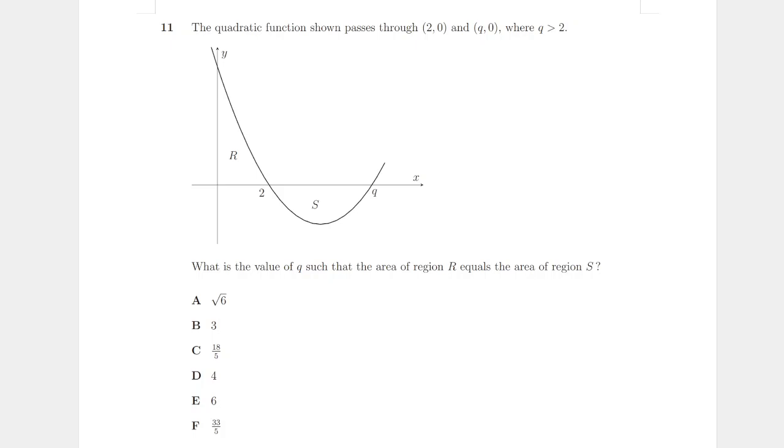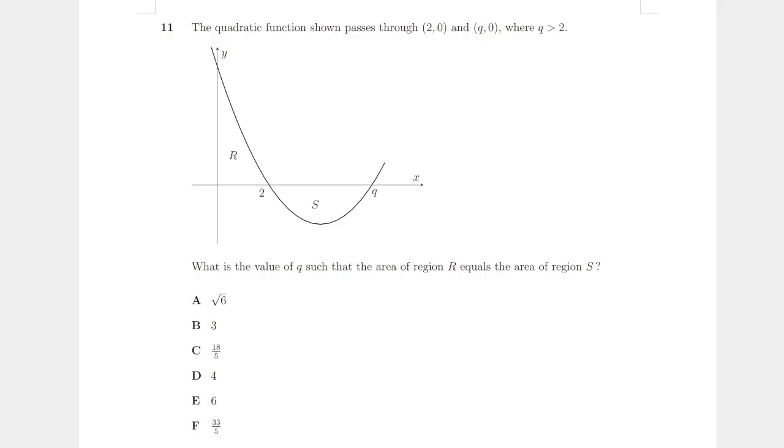Okay, 11. The quadratic function shown passes through (2, 0) and (q, 0), where q is greater than 2. So they've drawn a graph for you there. You have the area R and you have the area S. So what is the value of q such that the area of region R equals the area of region S?